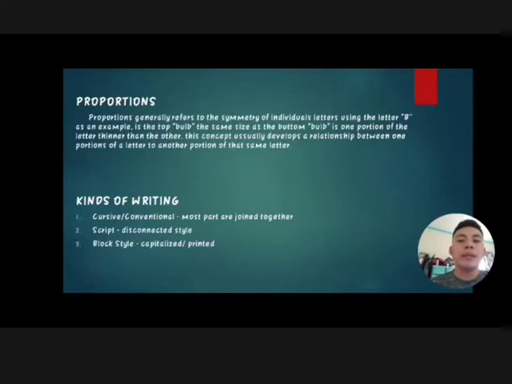Kinds of writing. One is cursive or conventional, most parts are joined together. Two, script, disconnected style. Three, block style, capitalized or printed.